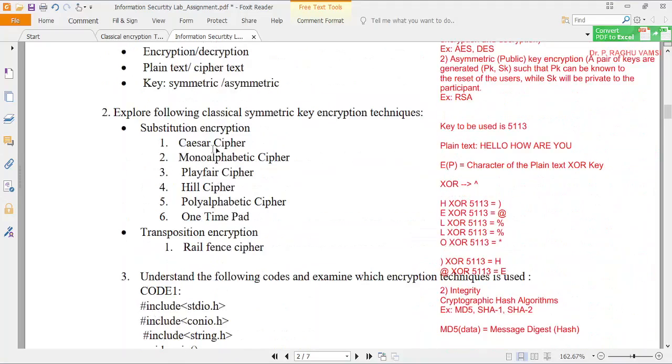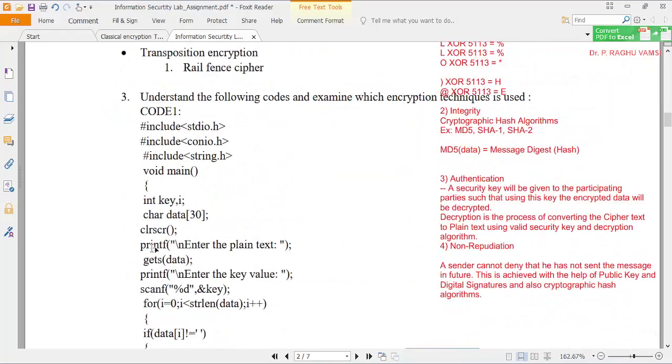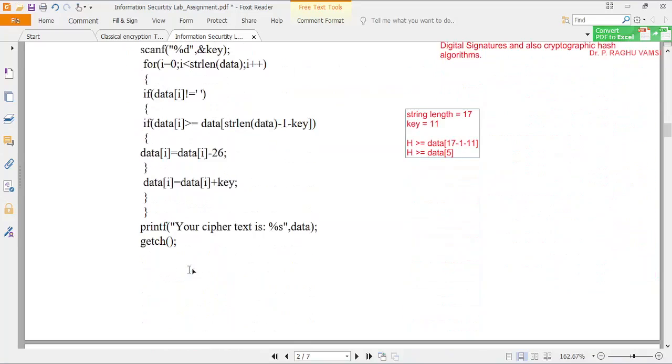Once you understand the Caesar cipher, monoalphabetic cipher, and all these ciphers, transposition and encryption, you go through this program, or first go through this program and understand what the algorithm is. You can write on paper and formulate it, and if you want, you can design many encryption algorithms from the understanding of these existing algorithms.